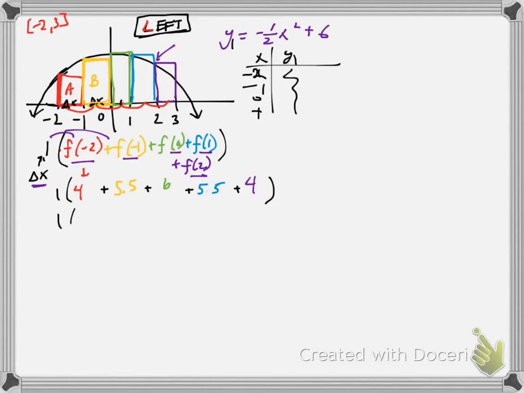And if you add these all together, you will get 25. And those are all the bases. So all the heights added together times all the bases, which are all 1, will give you an approximation for the area to be 25 square units. Units squared. And there you go. There's your left-hand approximation.